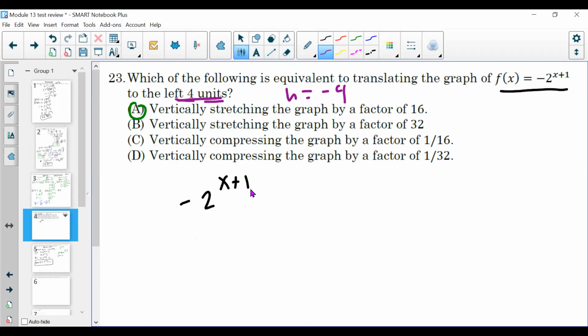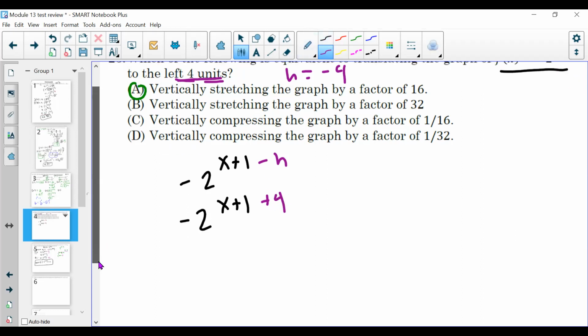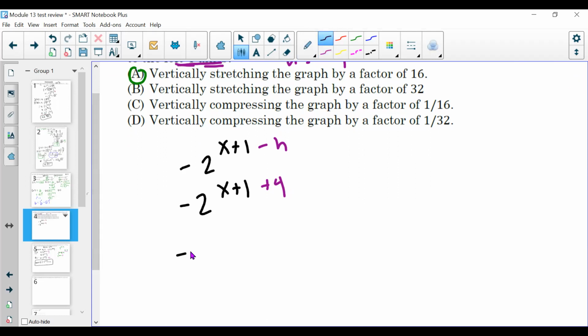So I'm going to take this x plus 1, and subtract h from it, where h is negative 4. So what I get is negative 2 to the x plus 1 minus negative 4, which is a positive 4. Because I want to know what's happening to the graph negative 2 to the x plus 1 when we add 4 to the exponent, I can just take this plus 4, because anytime you're adding 4 to the exponent, that's the same thing as multiplying with the same base by the number you added. That's why it's a positive 4 here. Does that make sense?